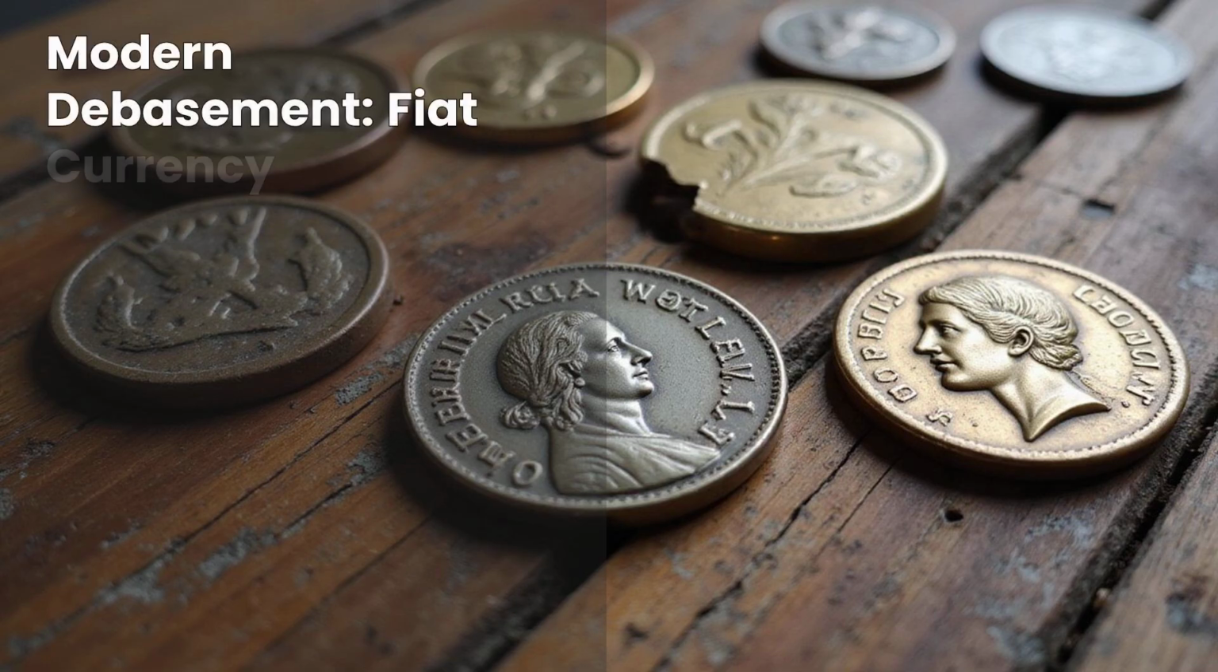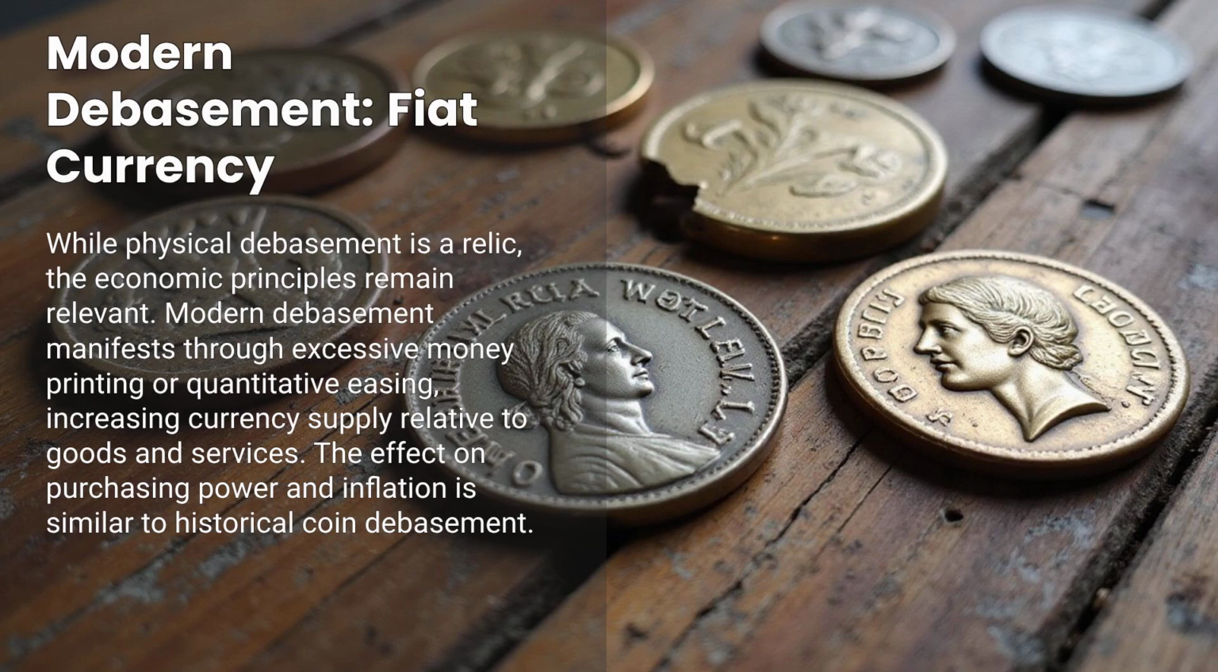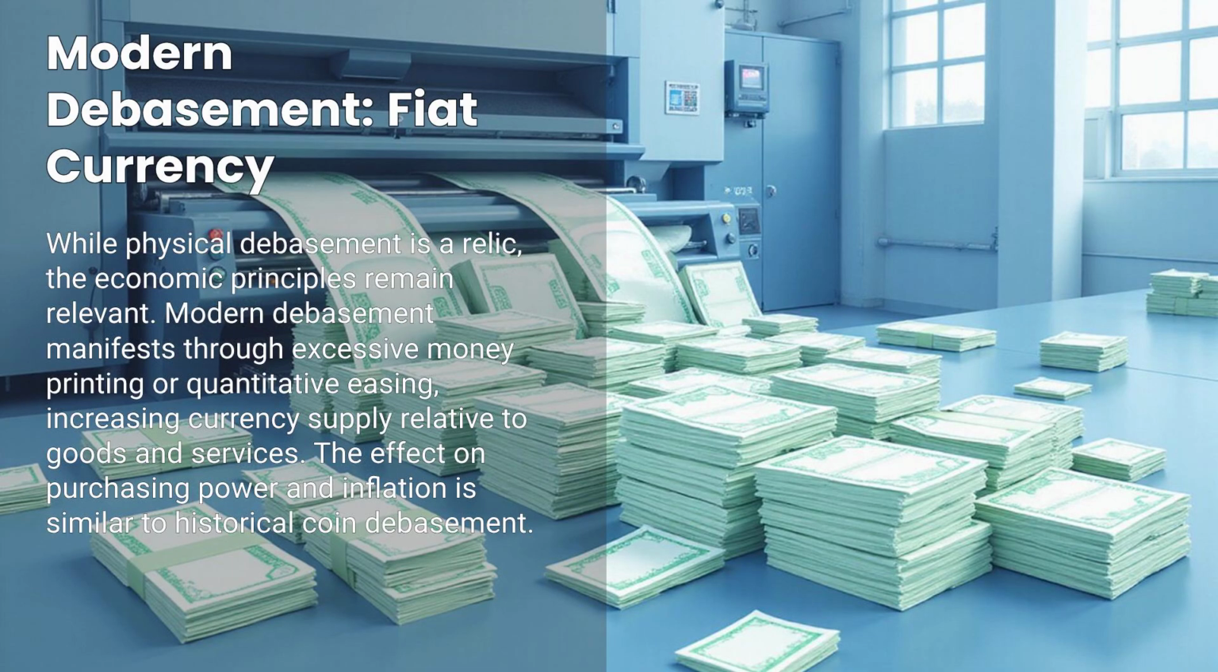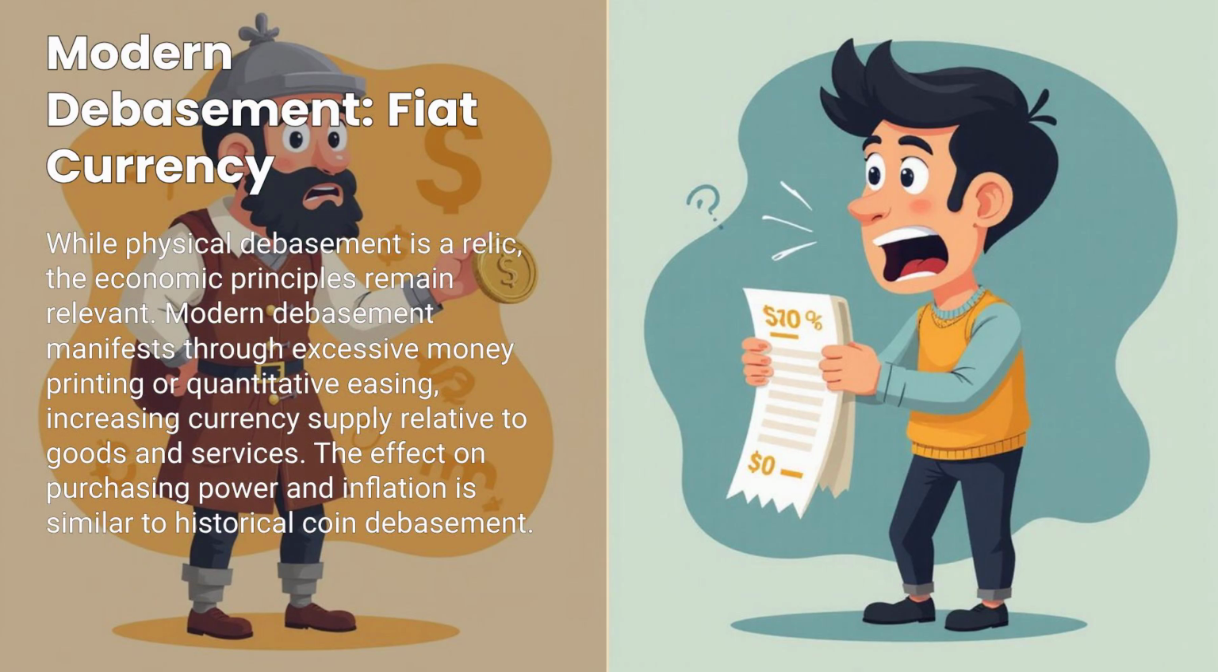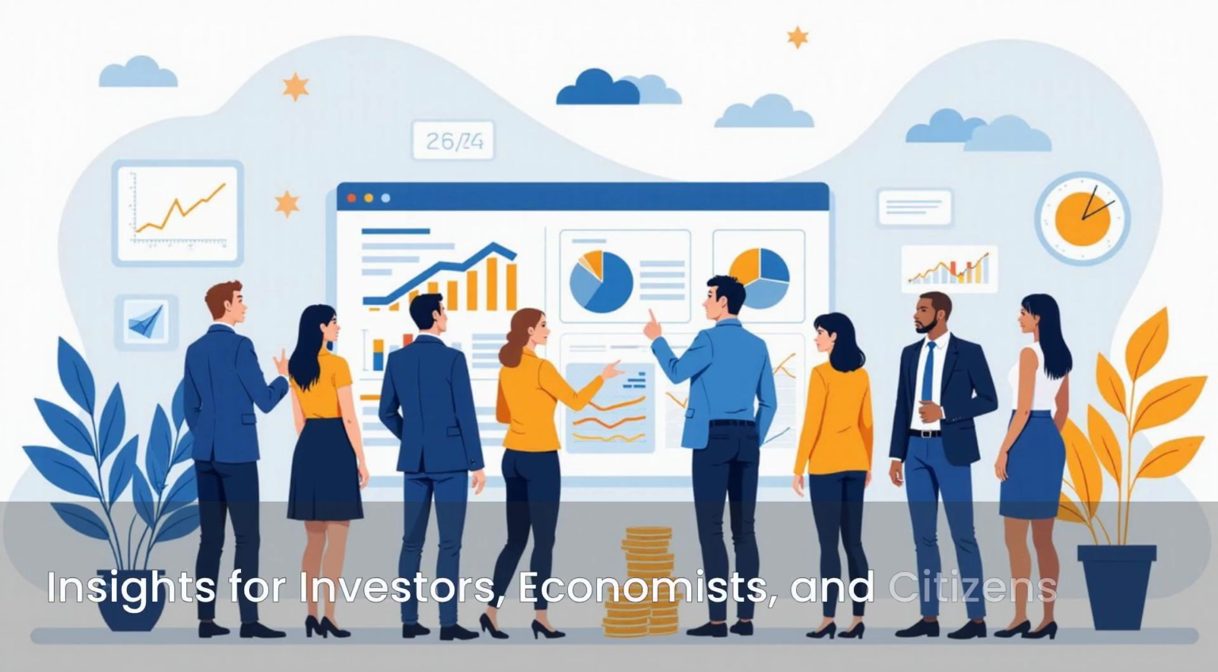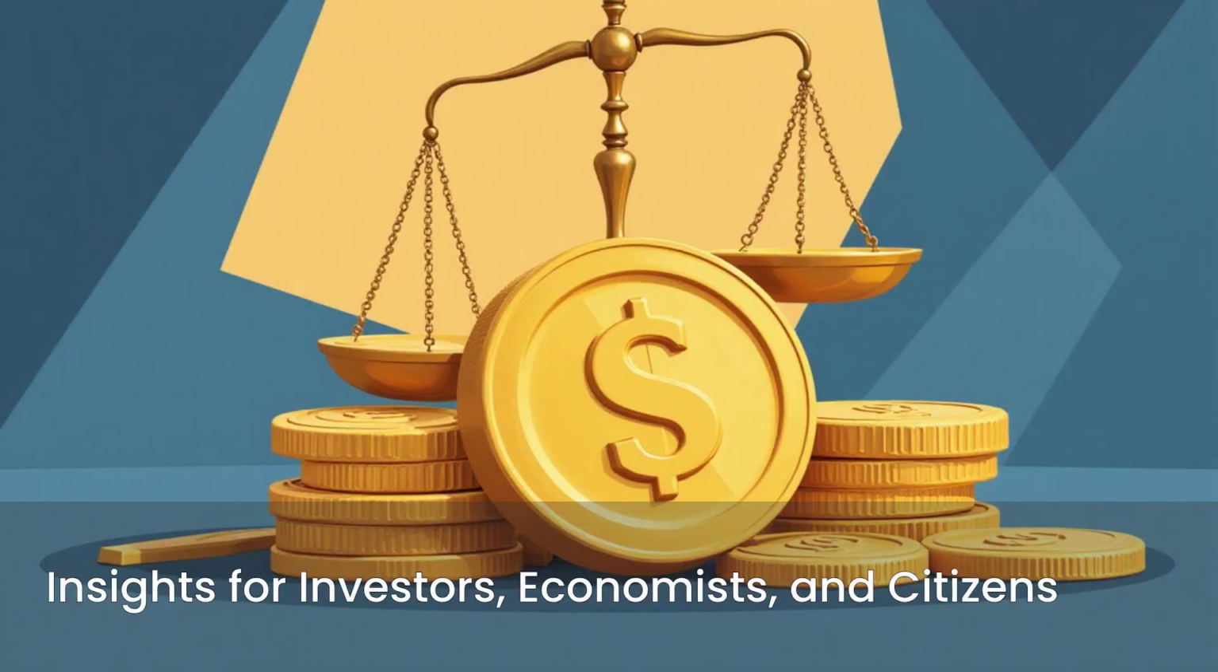While physical debasement of coinage is largely a relic of the past, the underlying economic principles remain highly relevant. In modern fiat currency systems, debasement can manifest through excessive money printing or quantitative easing, which increases the supply of currency relative to goods and services. The effect on purchasing power and inflation can be strikingly similar to historical coin debasement. Understanding these historical patterns provides crucial insights for investors seeking to preserve capital, economists analyzing monetary policy, and citizens navigating an increasingly complex financial world. It highlights the enduring importance of sound money and fiscal discipline.